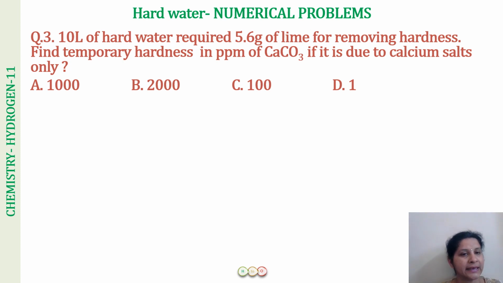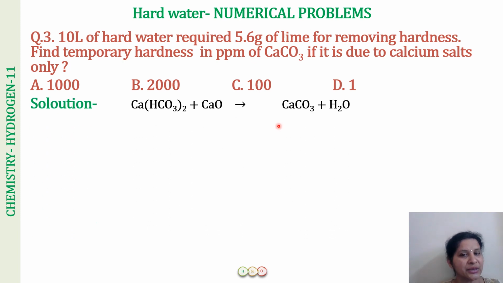So how are we going to proceed? Again, first of all, what do we have to find out? We have to find out hardness in ppm of calcium carbonate, but this is because of the temporary hardness. Temporary hardness is because of what? It is because of the calcium and magnesium bicarbonate. But again, it is given to us that this hardness is because of calcium salts only. So the hardness causing salt is going to be calcium bicarbonate. Calcium bicarbonate is going to react with lime to give us calcium carbonate and water. Right, now one thing more, please remember, here we have written calcium oxide.